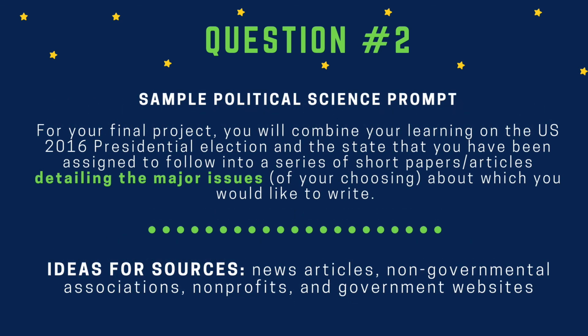So, looking at this prompt, it sounds like the kind of writing you'll be doing is mostly summary of whatever major issues you choose. That means you might be looking at news articles, non-governmental organizations, nonprofits, and government websites to get lots of information about a specific topic. However, these aren't the only options, so you might have thought of some other ideas. It's all about what works for you.